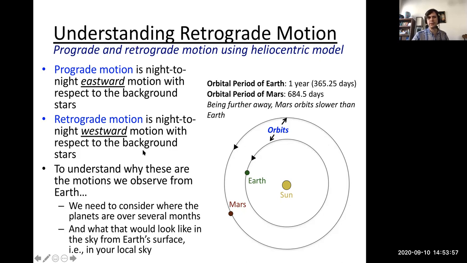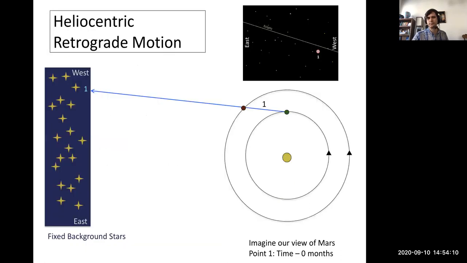And what I'm trying to do is explain the prograde, the eastward motion with respect to the background stars. It's happening most of the time. And then the westward retrograde motion happens near opposition, a natural consequence of a heliocentric model. I'm going to start with the Earth right here, and I'll put Mars just in its orbit right here. And I'm going to run time for half a year. So Earth will complete half an orbit. In the same amount of time, Mars, moving slower, will complete less than half an orbit.